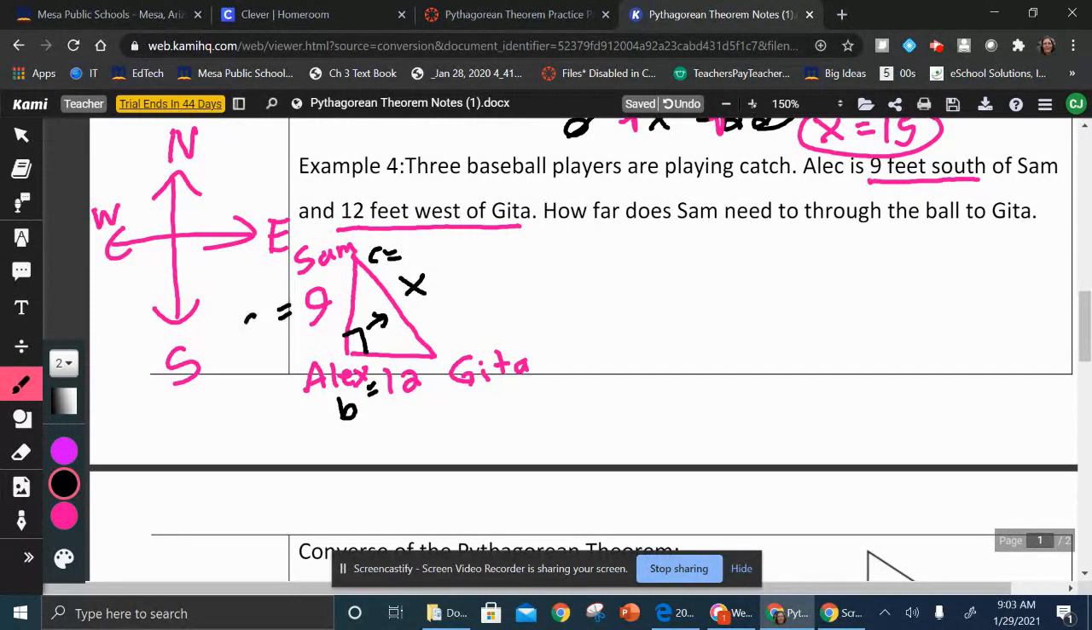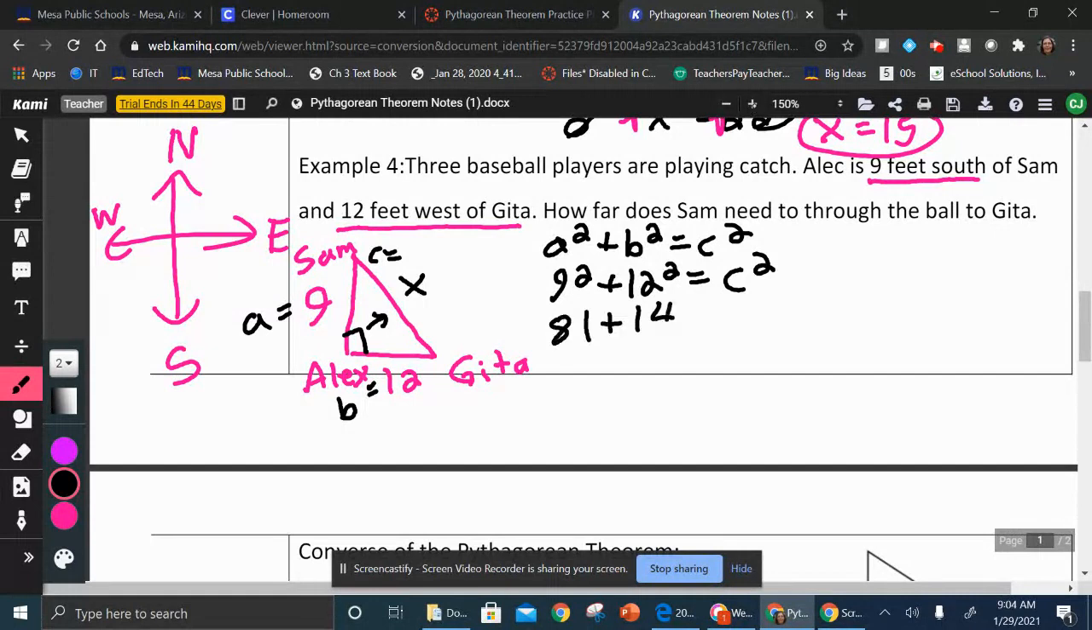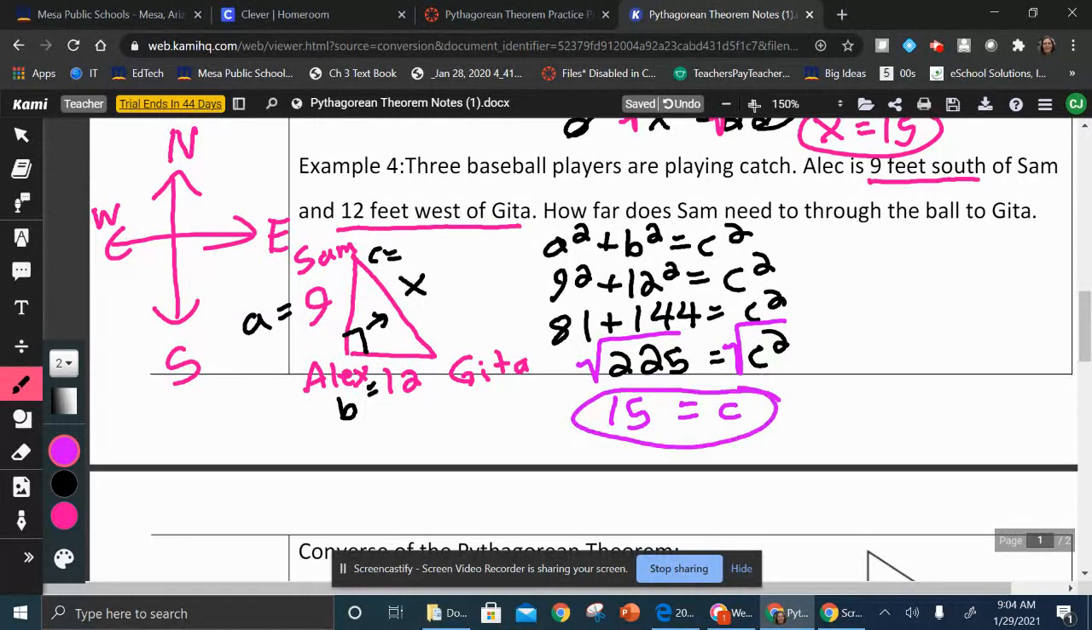12 is our base. A is 9. Okay, so we're going to use our formula: a squared plus b squared is equal to c squared. So we're going to have 9 squared plus 12 squared. We're going to square them. We get 81 and 144. We're going to add them together to get 225. Take the square root. The square root of 225, everybody, is 15. So Sam needs to throw the ball 15 feet to get to Gita.